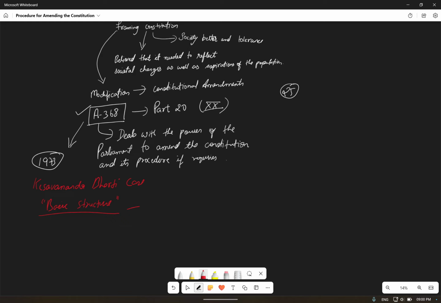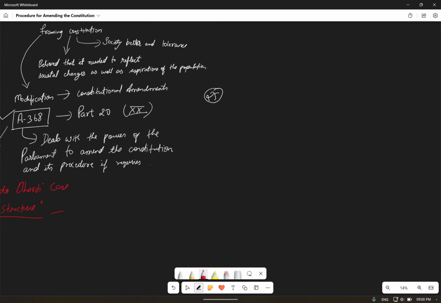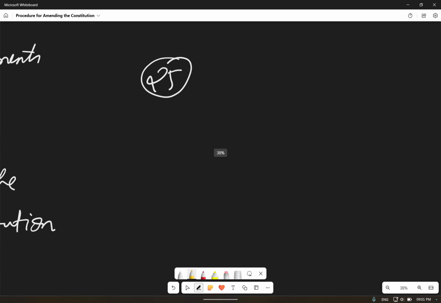Now what are the types of amendments that we have? We understood what an amendment is. Changing something within the constitution, when it is required, is called an amendment. Now we have to discuss the types of amendments.